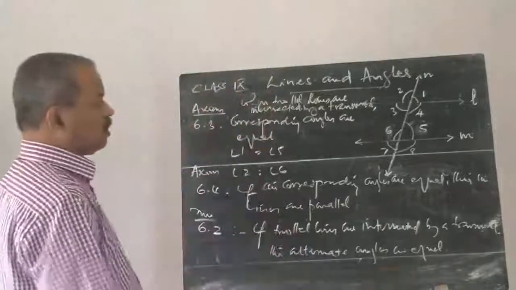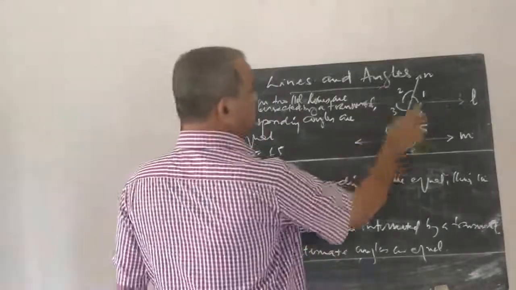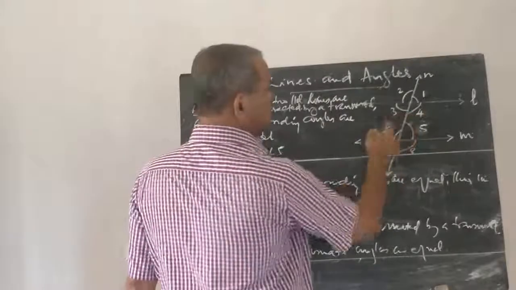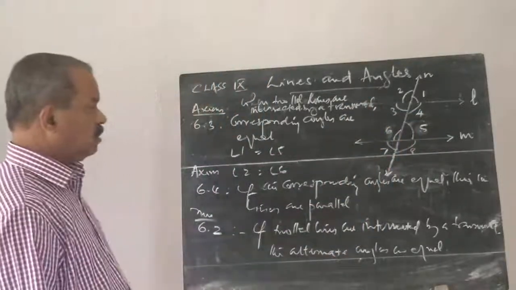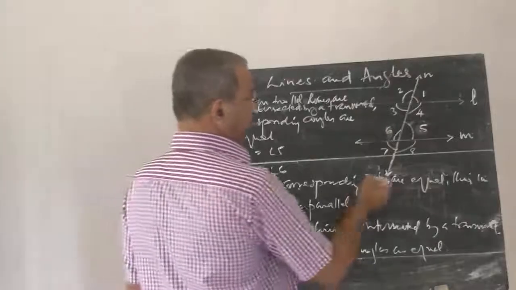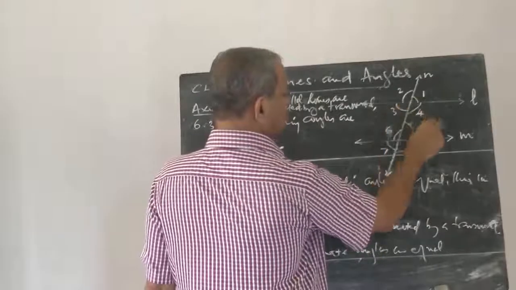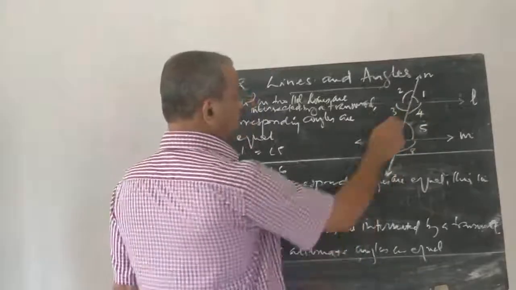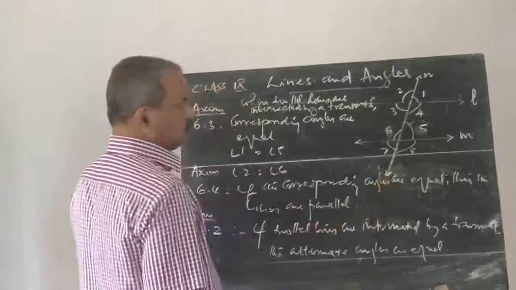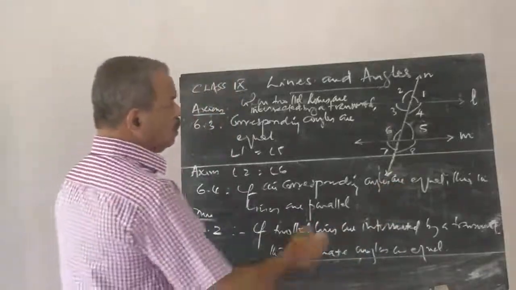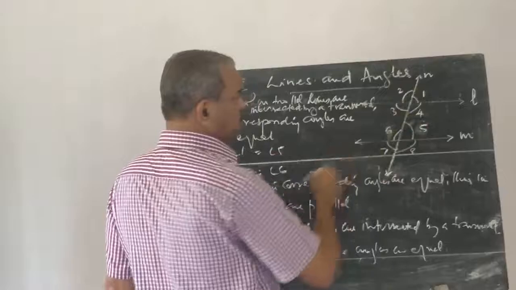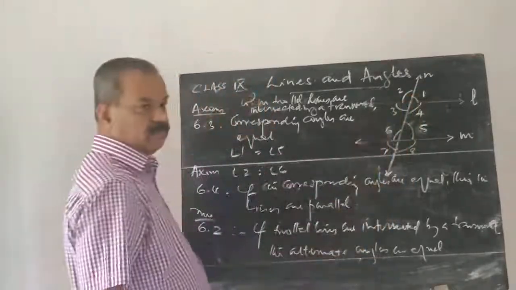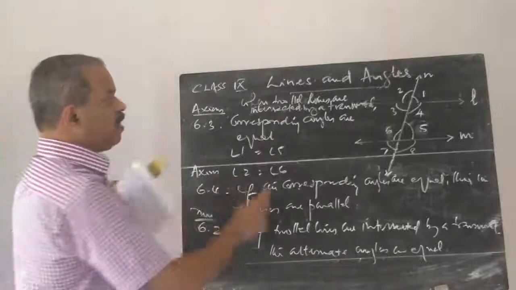In the figure, what are the alternate angles? 3 and 5, or 4 and 6. How can we prove this? Look at the figure. We want to show that angle 3 equals angle 5, and angle 4 equals angle 6. Angle 1 and angle 3 are equal. Angle 1 and angle 5 are equal. What is the reason?